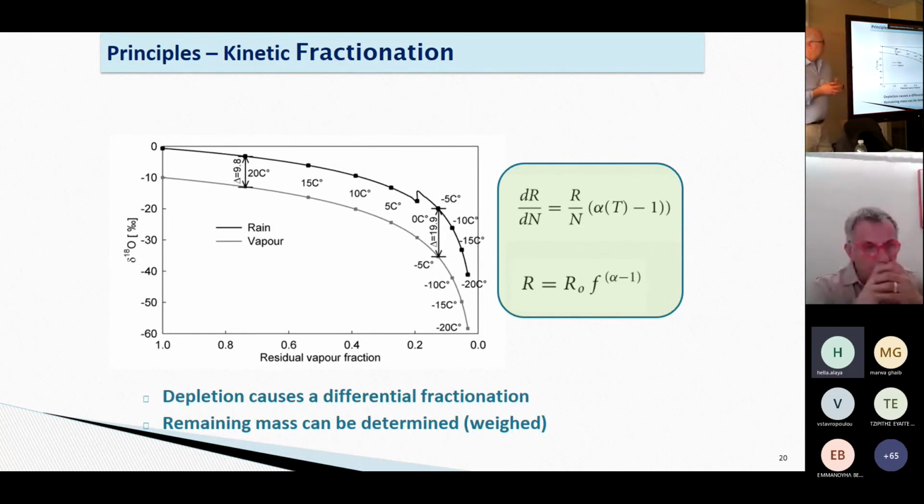Now, the equation that we use for that is the Rayleigh equation. We have to convert deltas to R, otherwise it doesn't work. And we can now use this equation. You see the alpha, which is the fractionation factor. You know how to calculate it. And now we can, for example, solve for F. So we can calculate the fraction of the lake that has evaporated when we know the initial R.